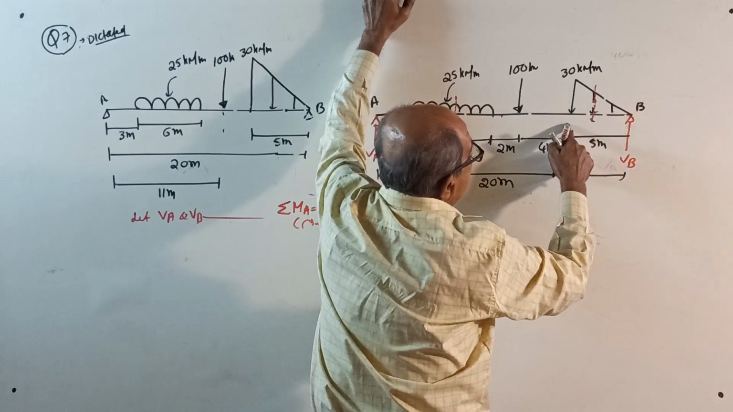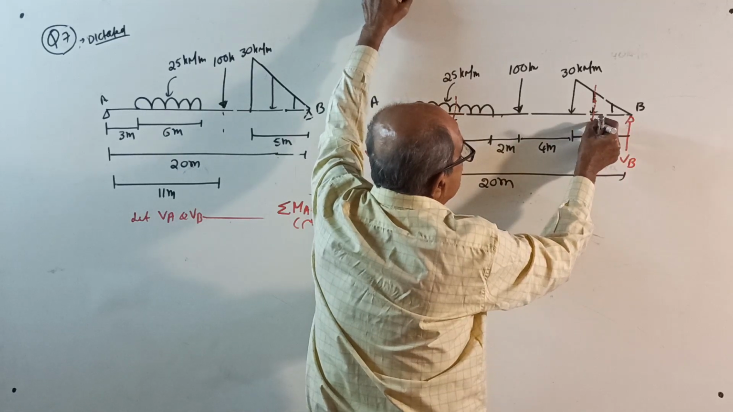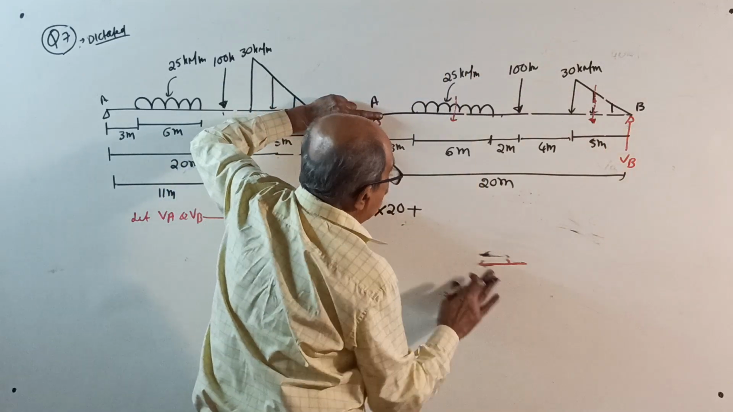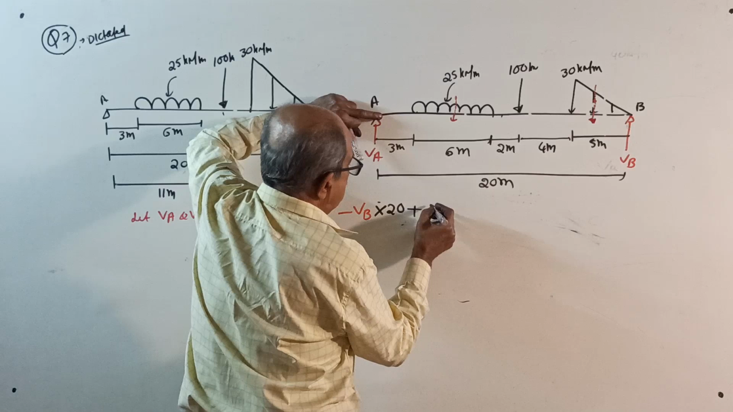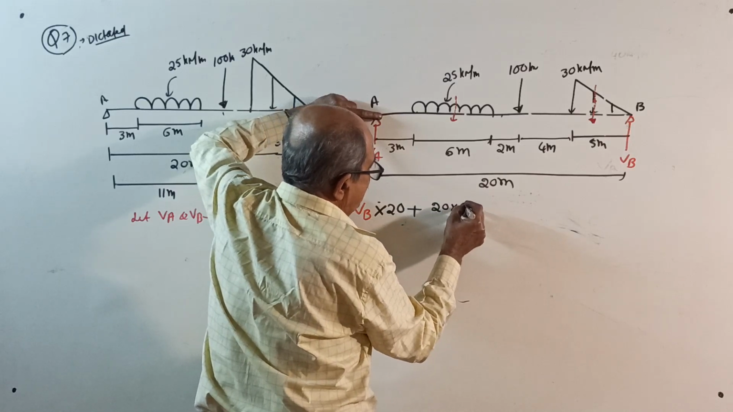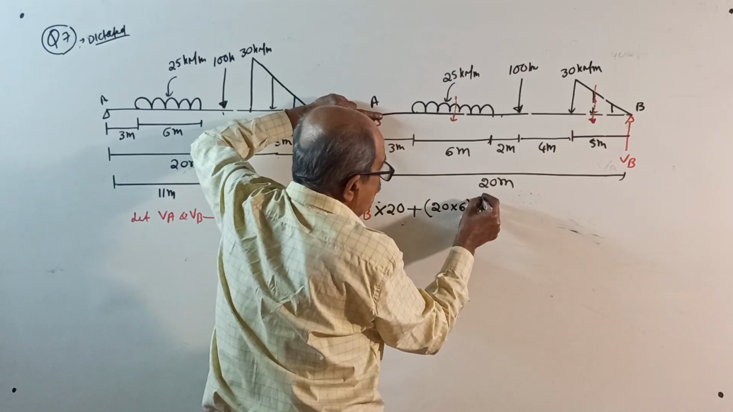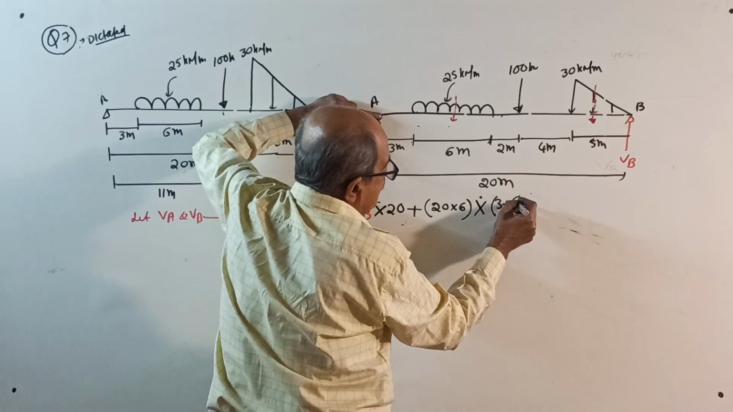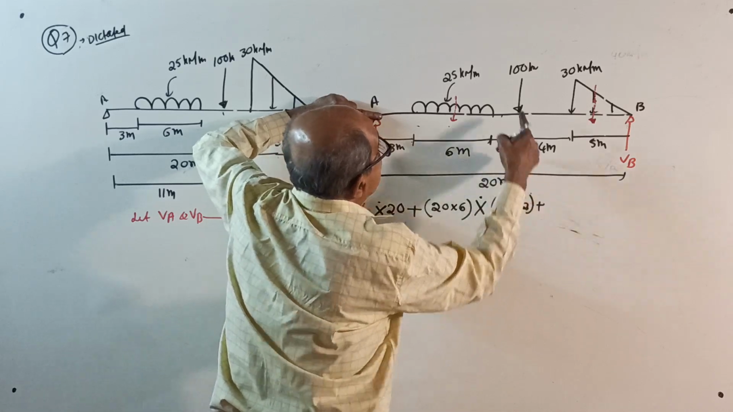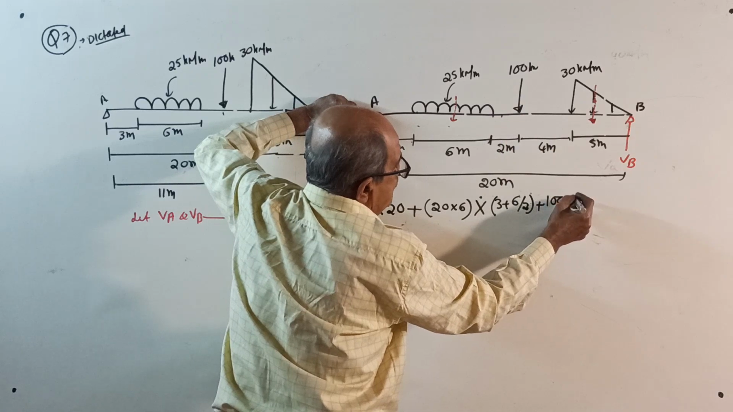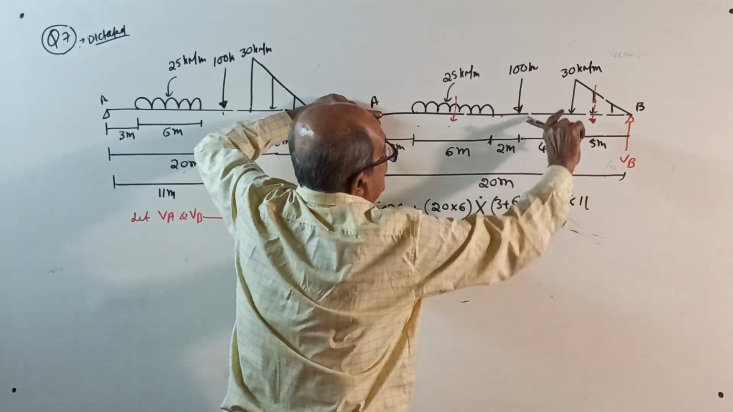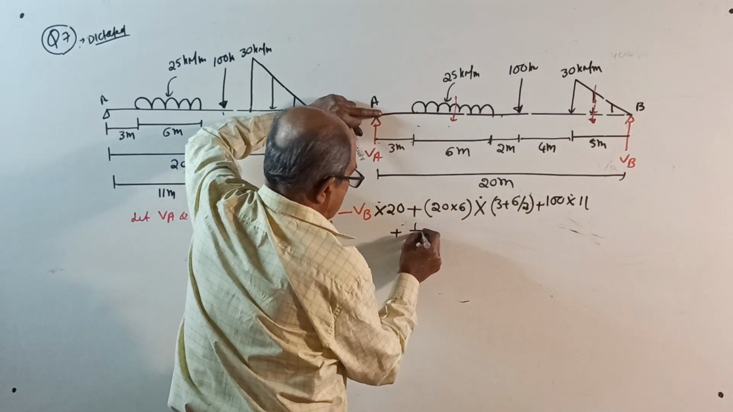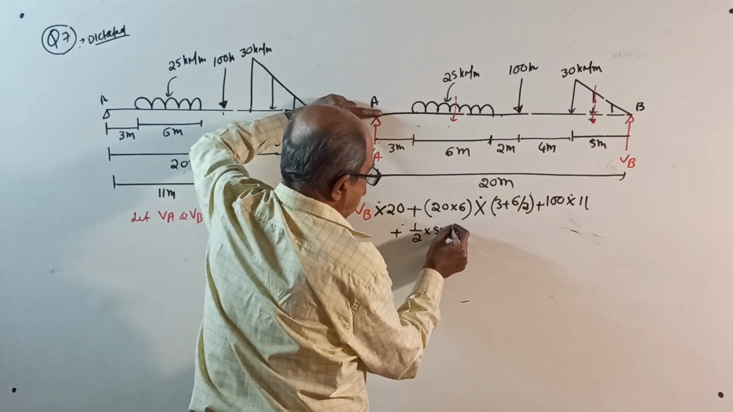Now remember, this is 1/3, that is 2/3. That much common sense should be there. Okay, plus, first total load. See, load 20 into 6 is the load into moment arm 3 plus 6 by 2, that is 3 plus half of 6, plus 100 kilonewton into 11. Again plus this total load, half into 5 into 40.